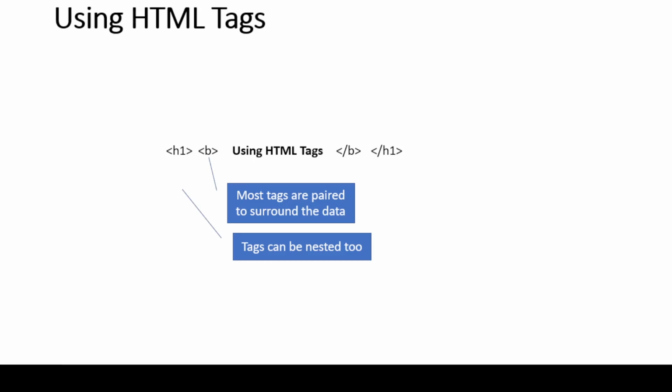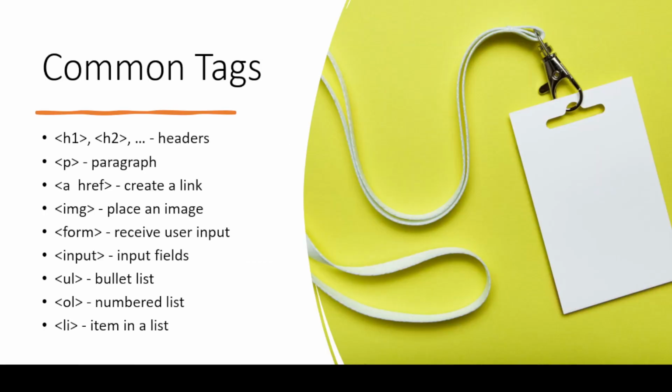If the tag doesn't need data inside of it, I don't need to have a start and end tag, but I can. Some common tags that you might see as you work with HTML, if you haven't done it before, are your header tags like we saw, H1, H2, I think it goes down to H6. So six different levels of headers. The paragraph tag is for text inside of it. If you want to create a link, you use an A tag with an href parameter inside of it.